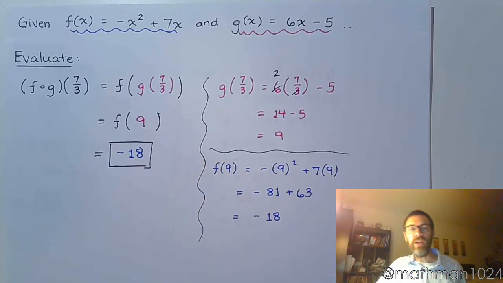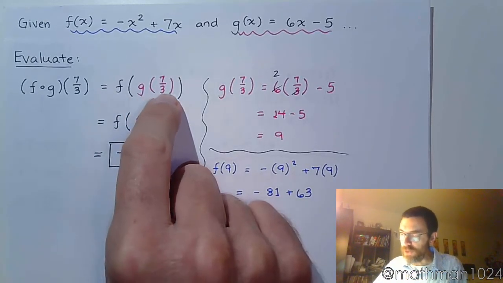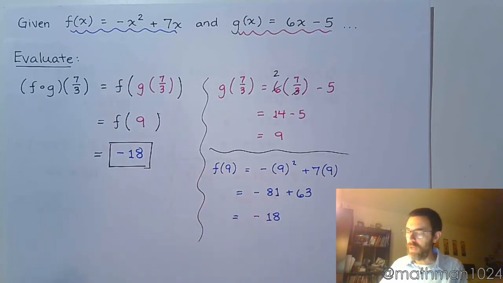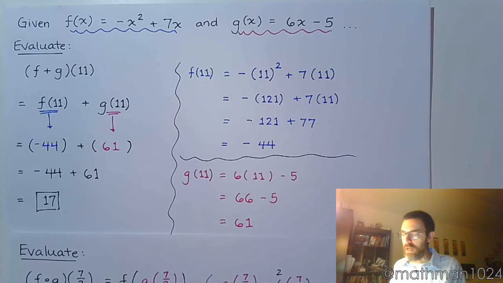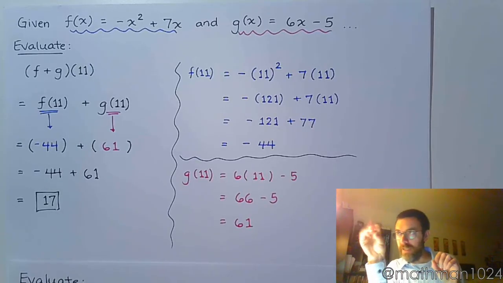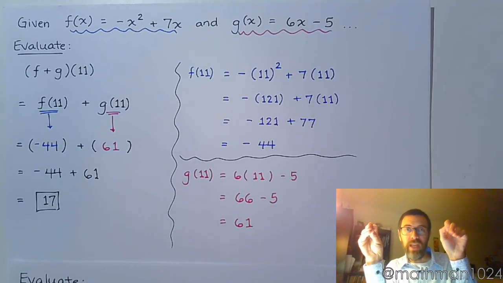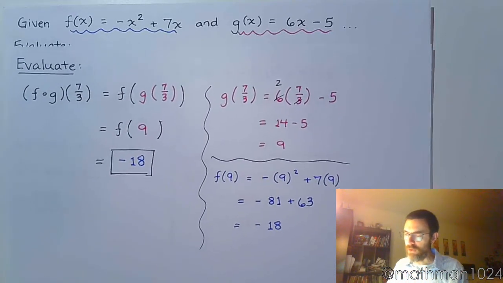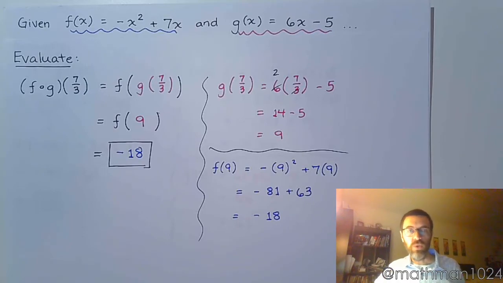And so in my mind, I view this function composition like an assembly line. 7/3 goes to G to give you 9. 9 goes to F, which gives you negative 18. And again, as we showed in the previous problems, when you have function operations, those guys work individually. This guy does something, this guy does something, and then they come together at the end. But here, we had to take turns. We had to wait for G to finish, and then we got whatever G did to it.